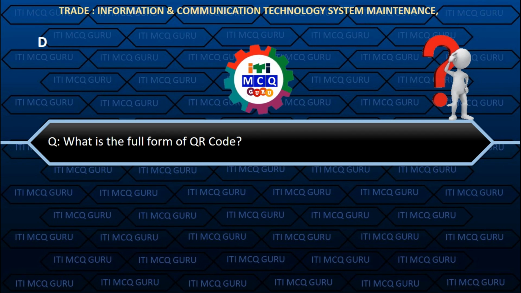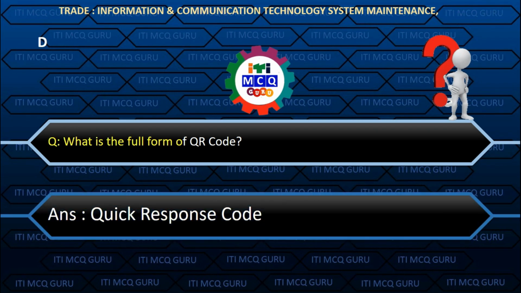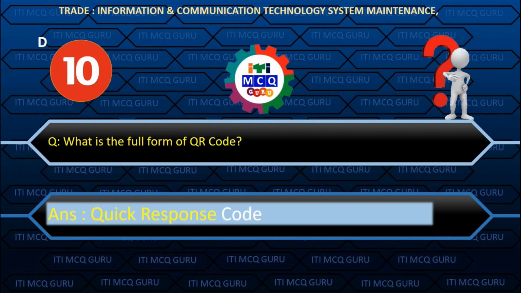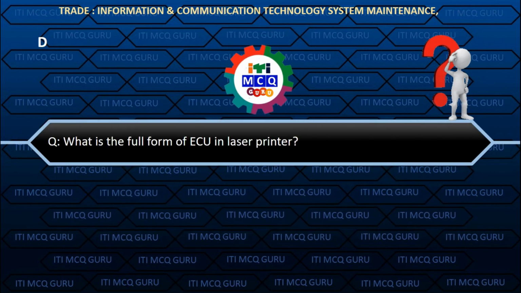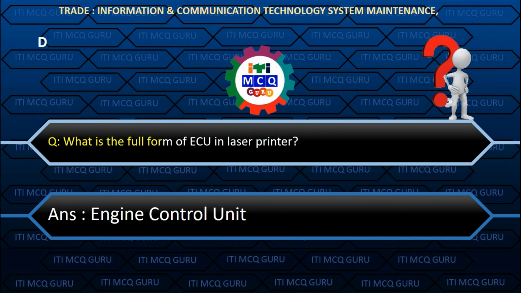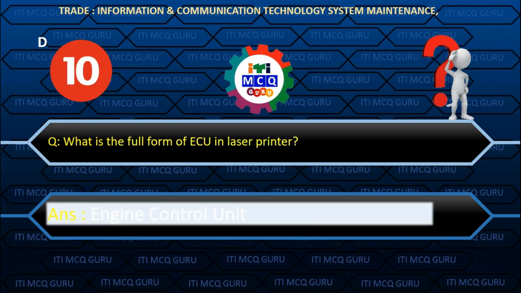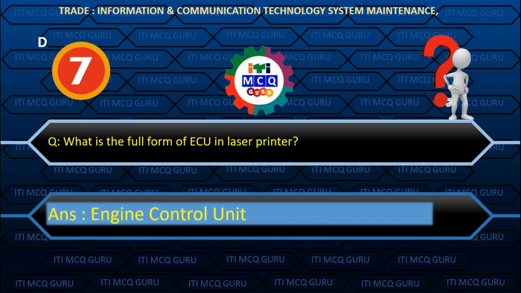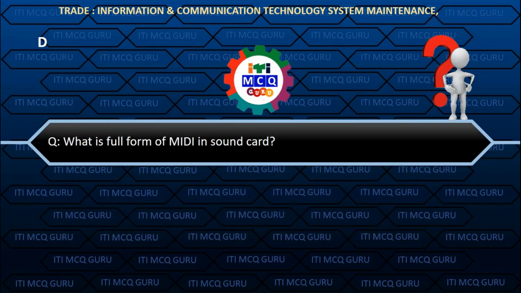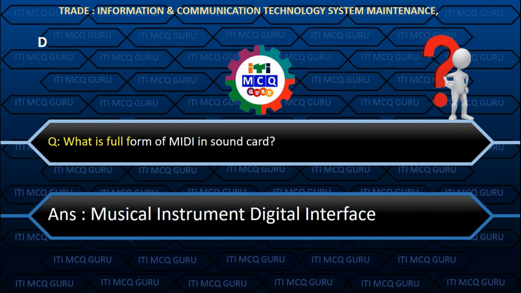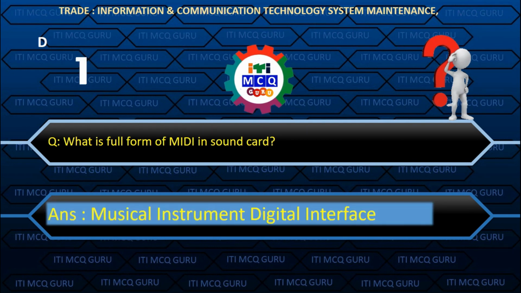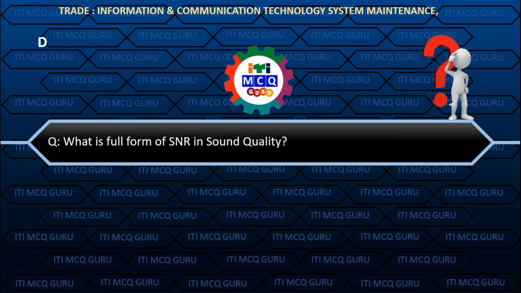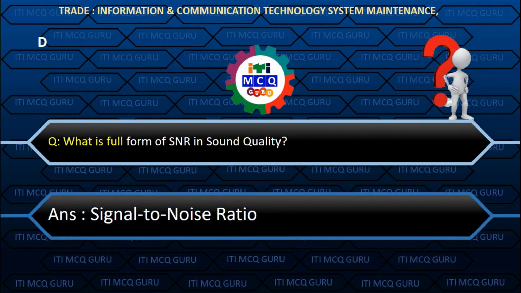What is the full form of QR code? Right answer, Quick Response Code. What is the full form of ECU in laser printer? Right answer, Engine Control Unit. What is the full form of MIDI in sound card? Answer is Musical Instrument Digital Interface. What is the full form of SNR in sound quality? Answer is Signal to Noise Ratio.